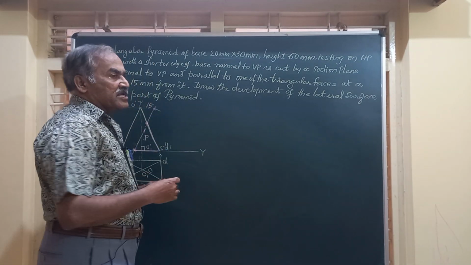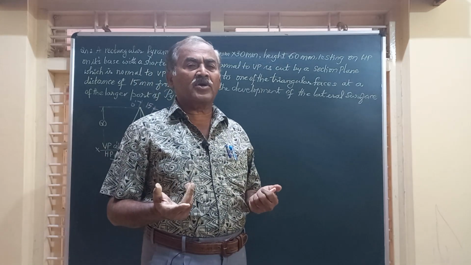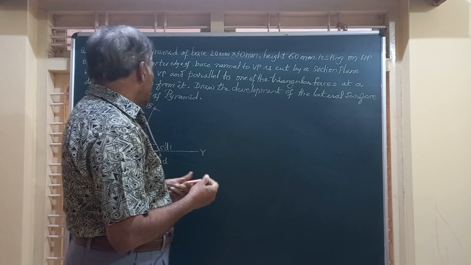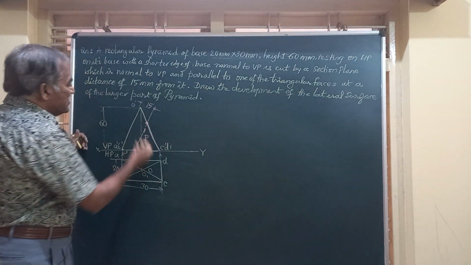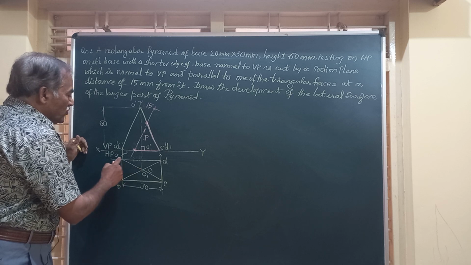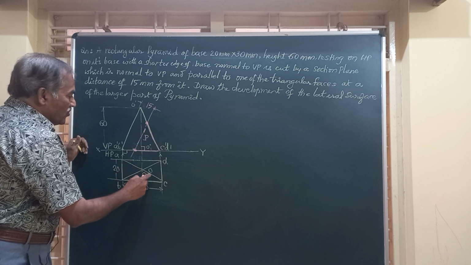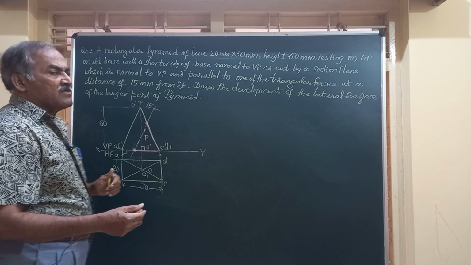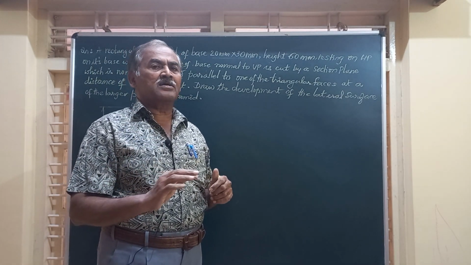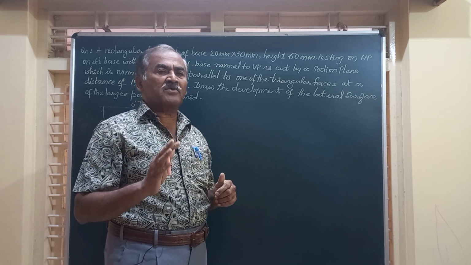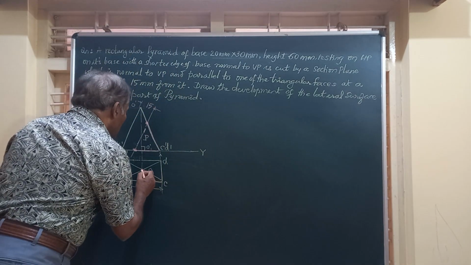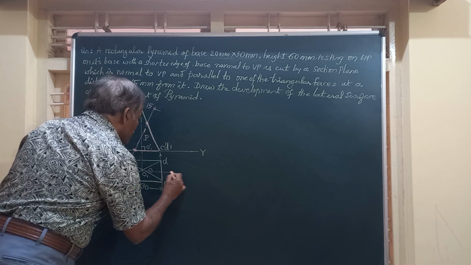And for drawing the development, we need to have the slant edges true length. That is true length of the slant edges. Friends, if you observe here, none of the slant edges OA, OC, OD, and OB are parallel to VP. That is to say, none of the lines in the front view give the true length. So what is to be done, friends? I draw a horizontal line through this.